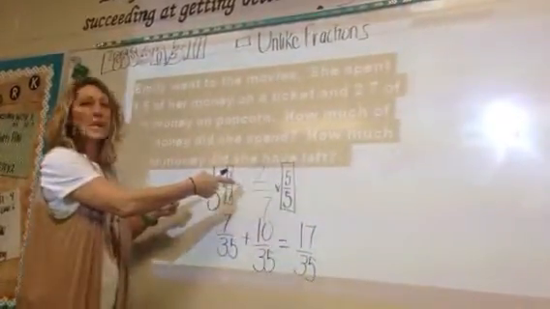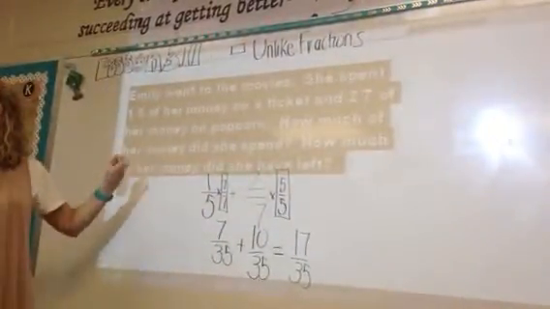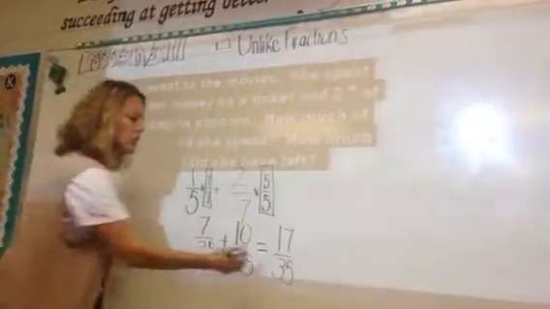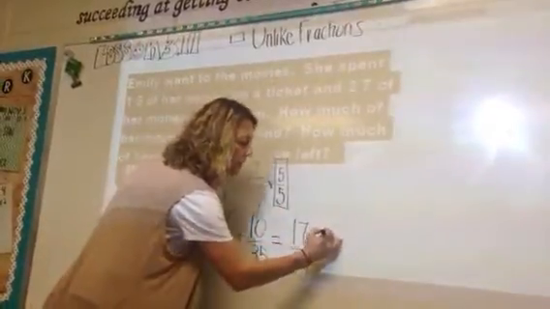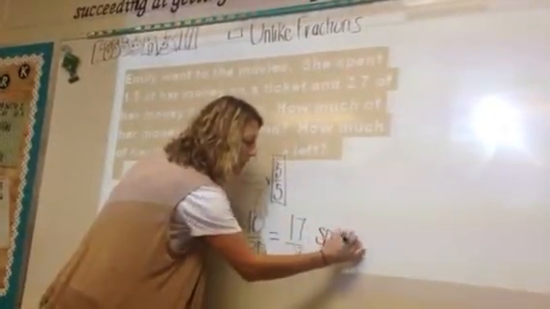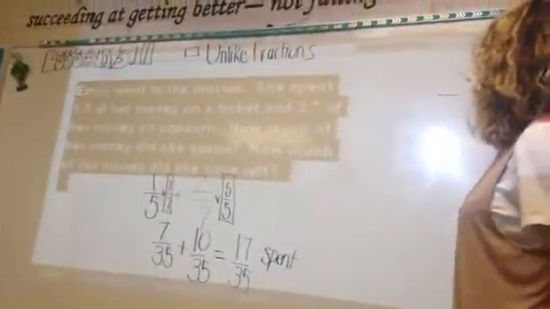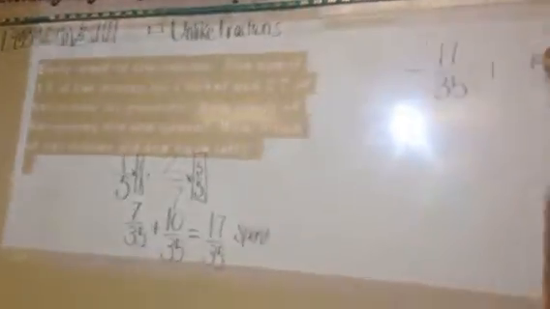What did these amounts stand for? Reread if you have to. Not specifically, but what kind of information is that? The money that she spent. So this is an amount that she spent. If that's the amount spent, Mason said our next step was to subtract. What are we subtracting that from in order to see how much she has left?